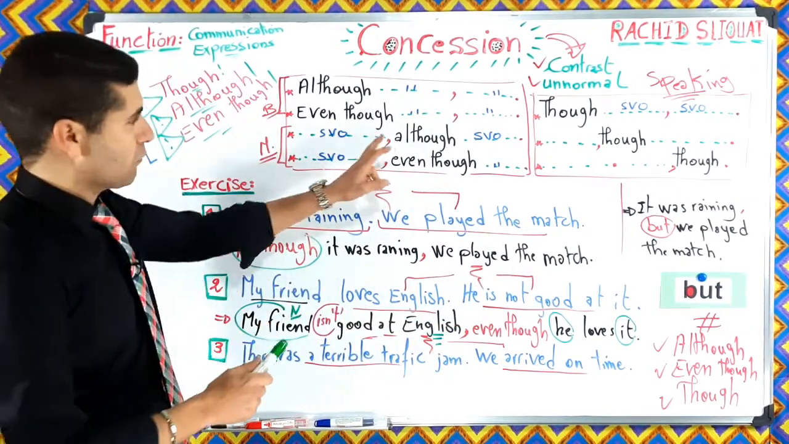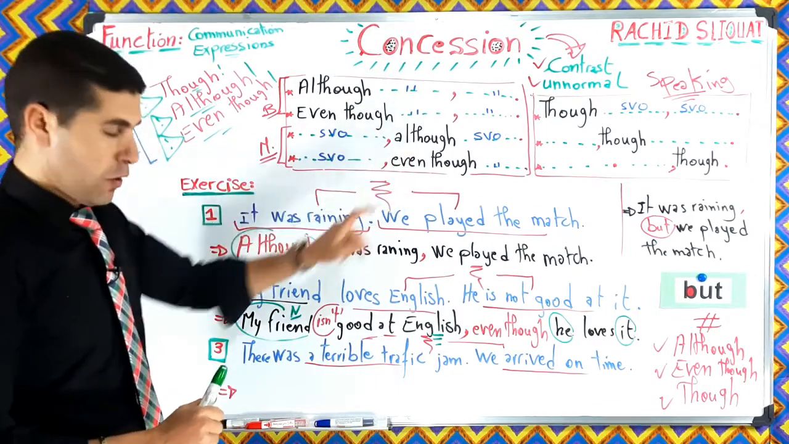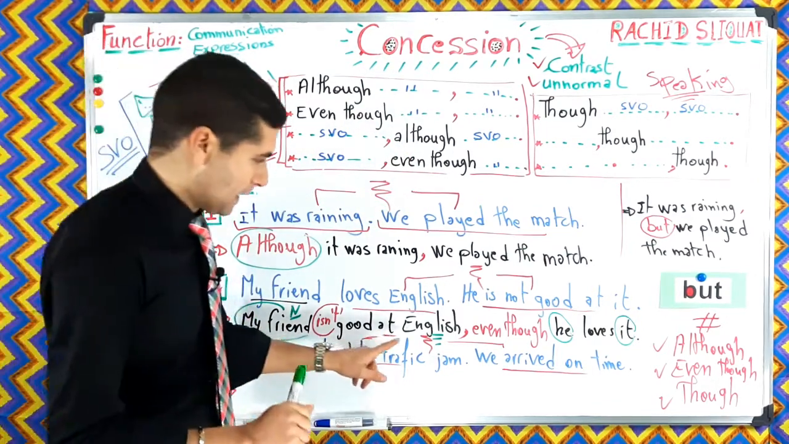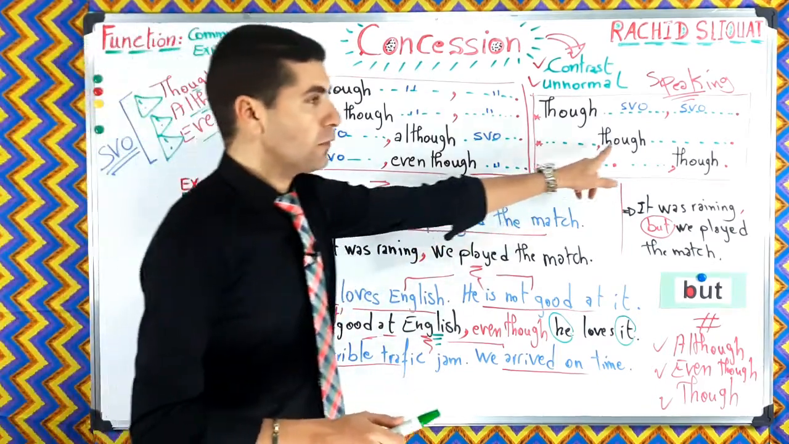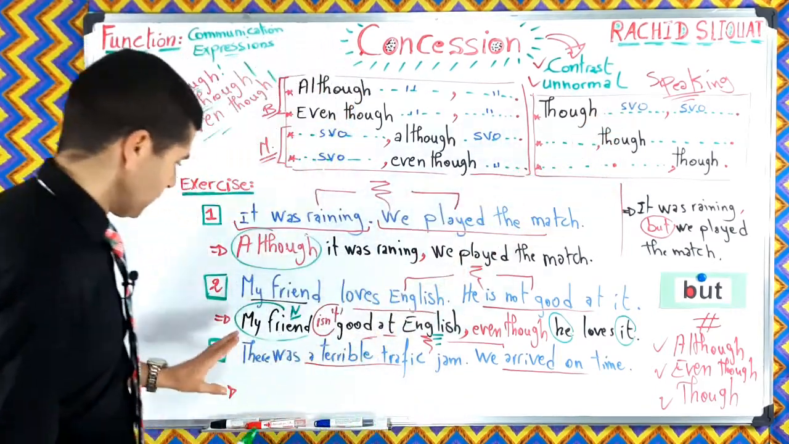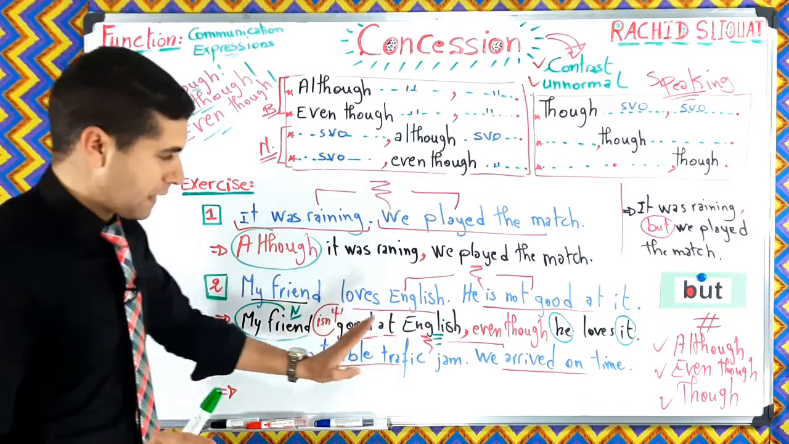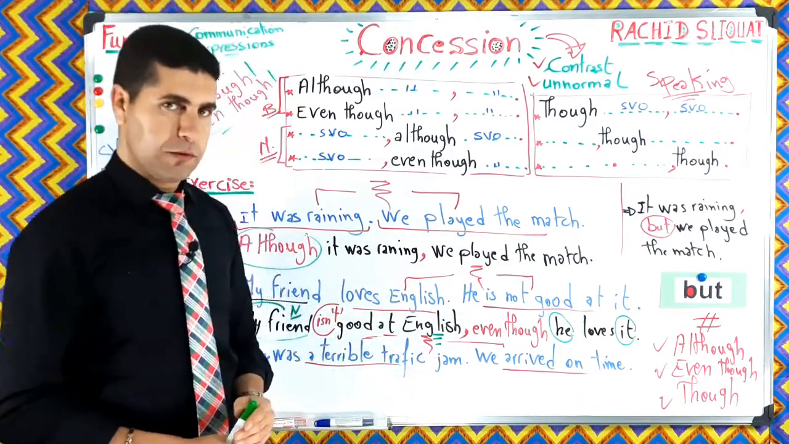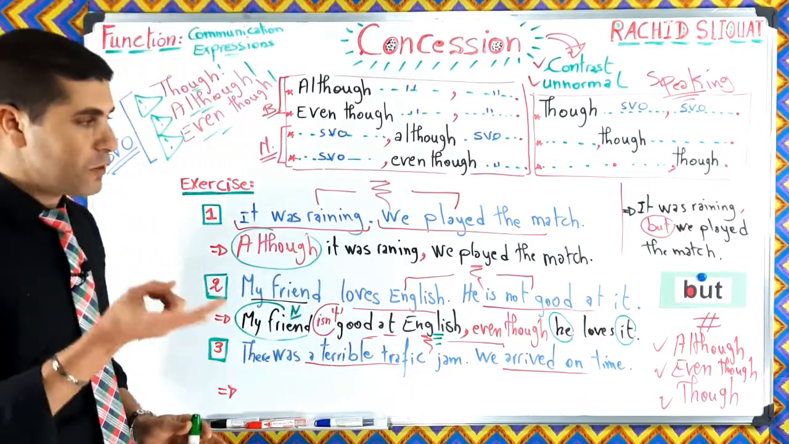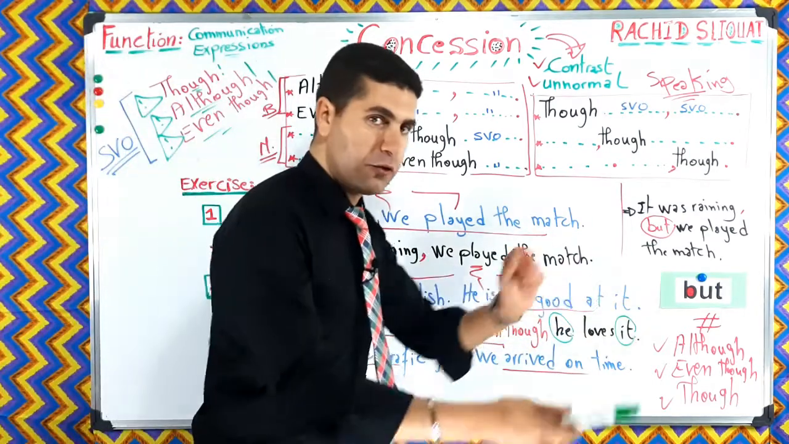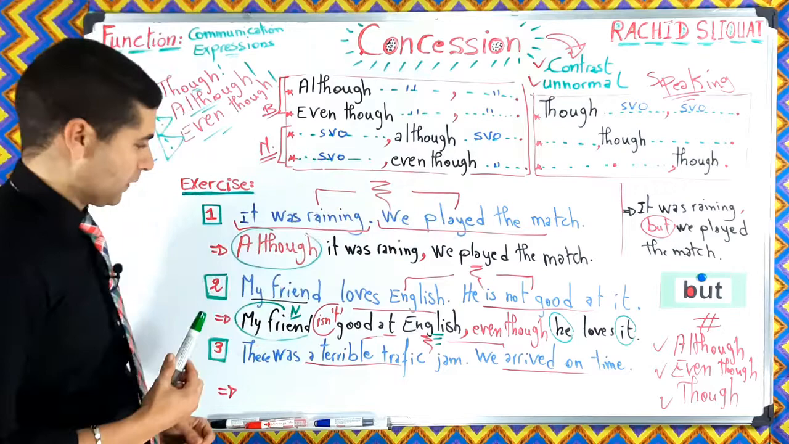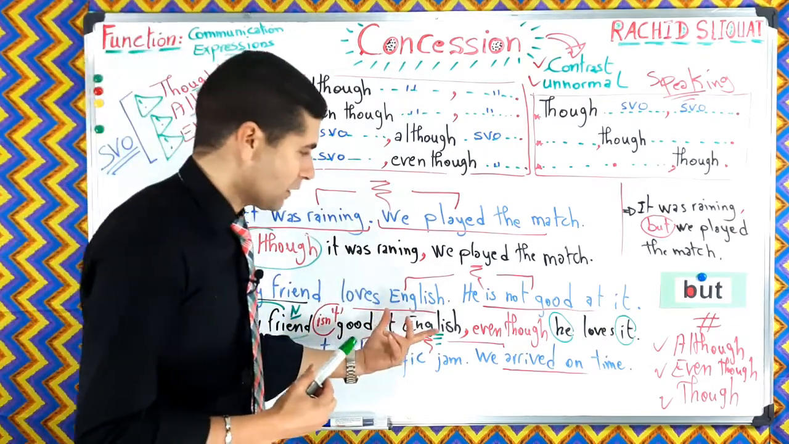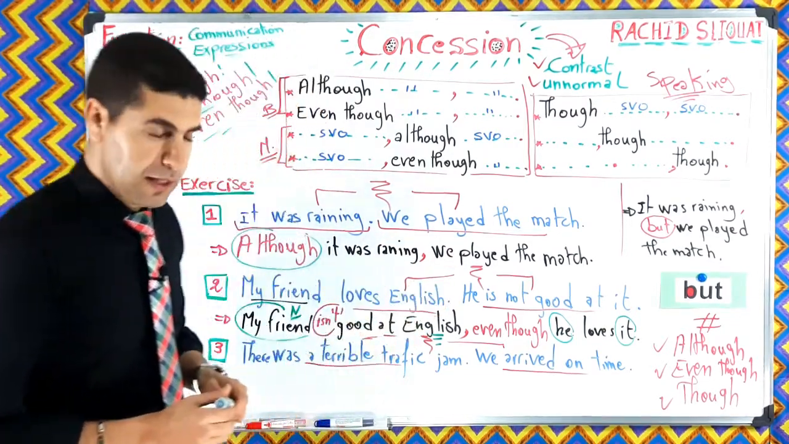Also, we can replace it with although. We can say, my friend isn't good at English, although he loves it. Or we can also use though in the middle. For instance, we can say, my friend isn't good at English, though he loves it, okay? But if we want to use but, we change the place of the sentences. My friend loves English, but he is not good at it, okay?